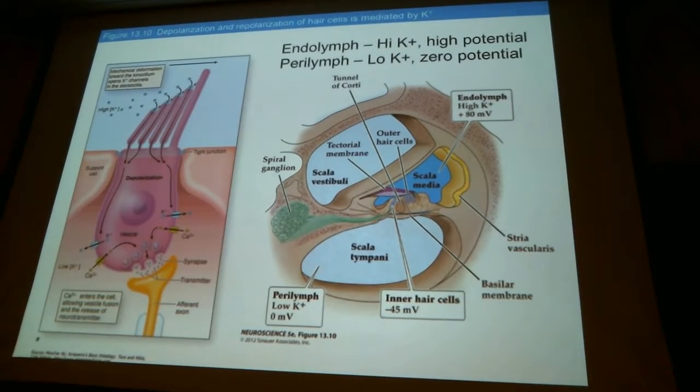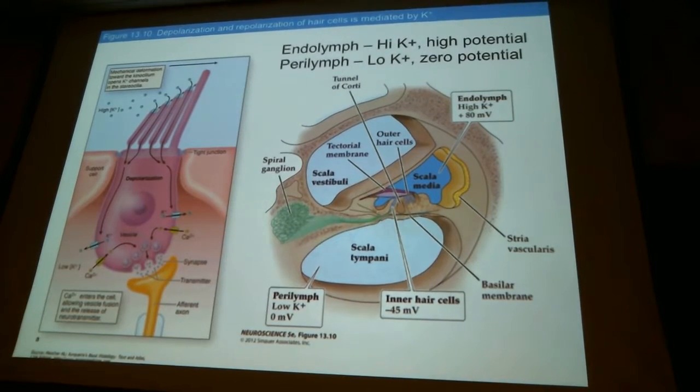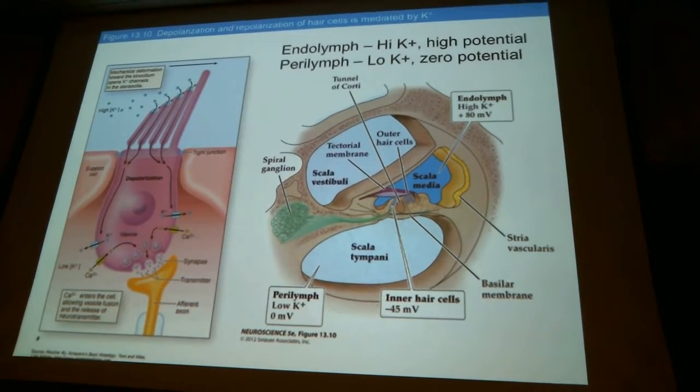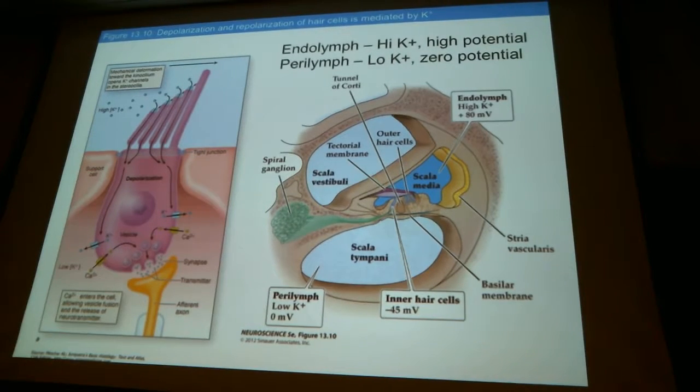It's a little reminiscent of the photoreceptors, right? Where you have flowing in and then flowing out. Okay. And the reason you can have this is because you have this really tight seal between the two areas, between the endolymph and the perilymph. It's kind of a cool system. And the potentials reflect this.